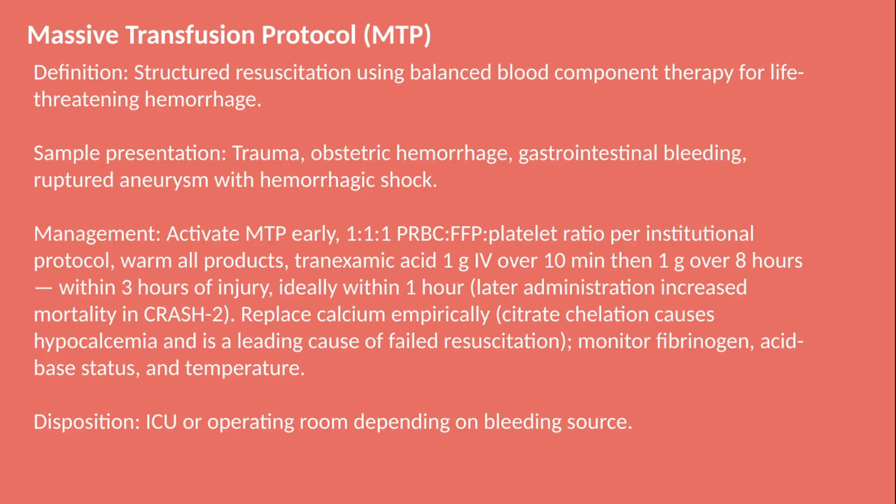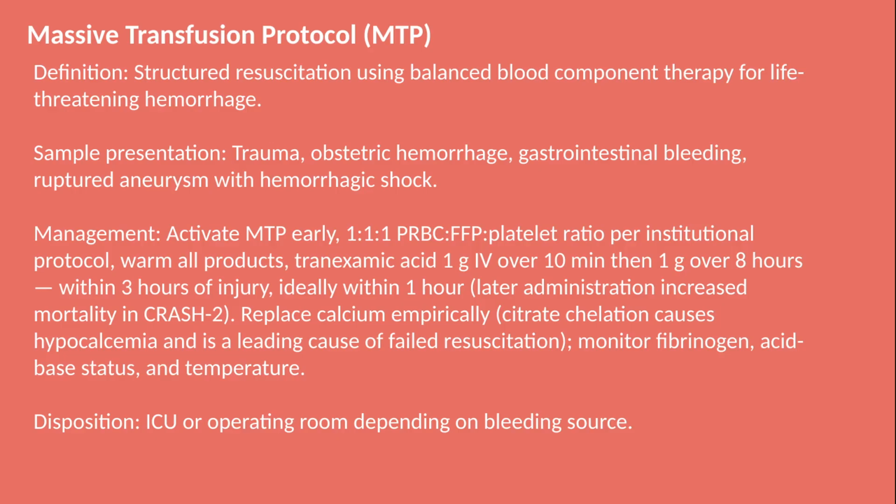Warm every product and the patient, since hypothermia paralyzes the clotting cascade. Replace calcium because citrate in stored blood chelates it, and hypocalcemia impairs both clotting and cardiac contractility. Keep fibrinogen above about 150 milligrams per deciliter with cryoprecipitate. Follow base deficit and lactate. Prevent the lethal triad of hypothermia, acidosis, and coagulopathy, and remember that only definitive source control stops the bleeding, ICU or operating room accordingly.